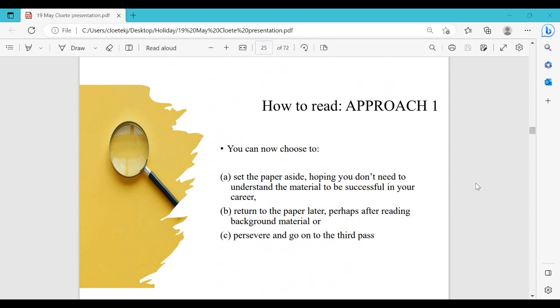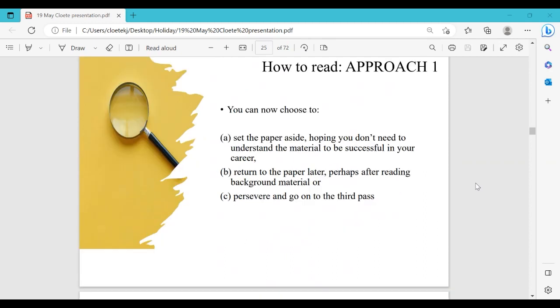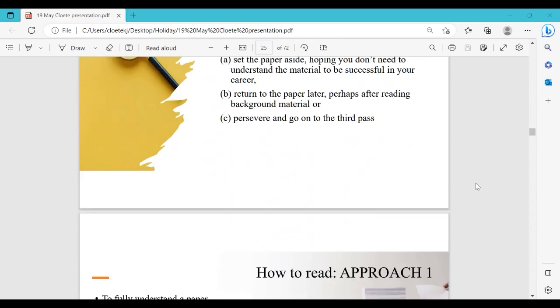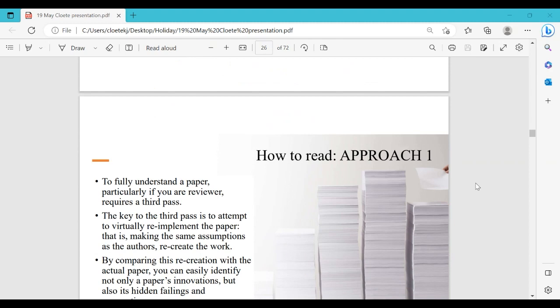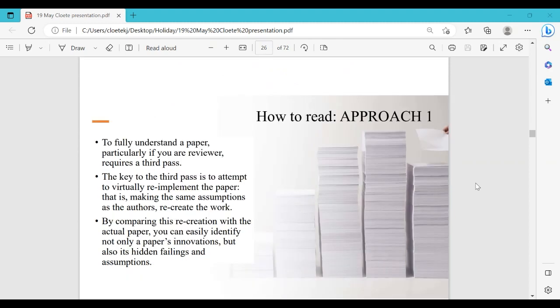You can again return to the paper later on, and then you can persevere and read through it one last time. Sometimes one may also forget what you have read, and then you have to start again. And remember, this third phase of reading is very important because if you are a reviewer, you need to read a paper at least 3 times to really understand the content and start critiquing certain things or points in the paper, right? So you want to now start really understanding, and this third reading phase is to attempt to really virtually re-implement this paper.